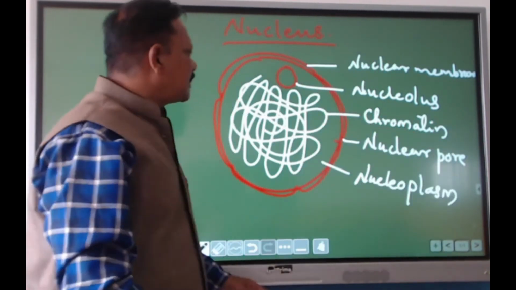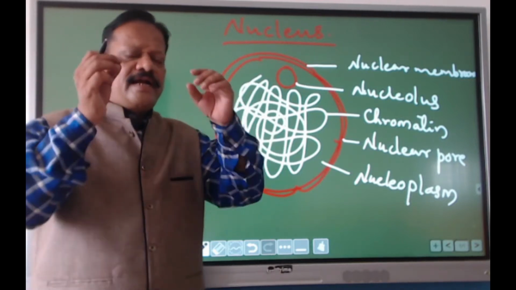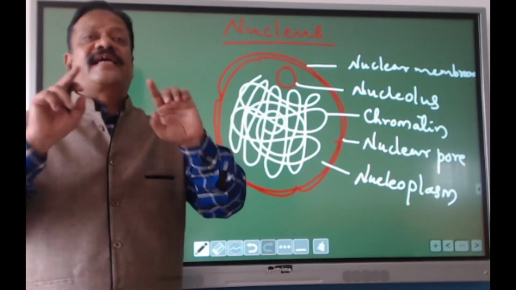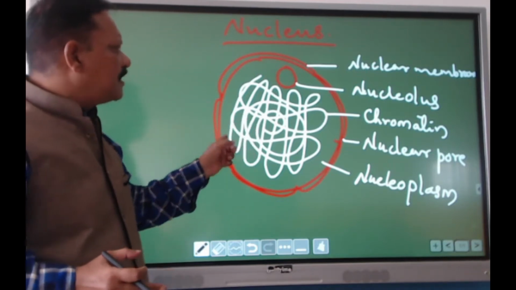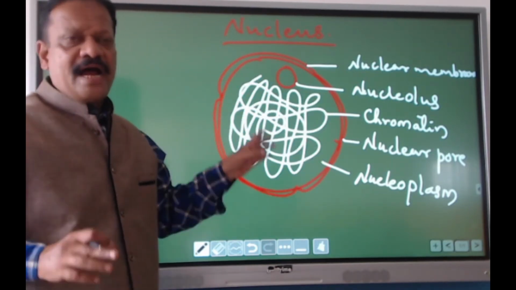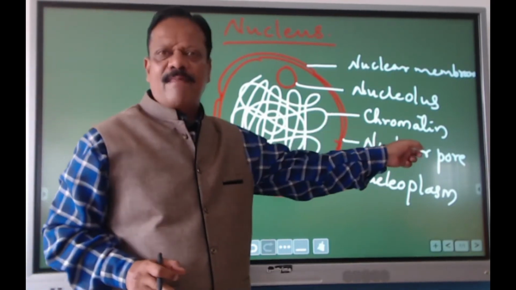How will it be? Long elongated hair like structure it will be. It will look like hair. Like you have seen a bundle of hair, it will appear like that bundle here in the middle. And that you are calling it as chromatin.